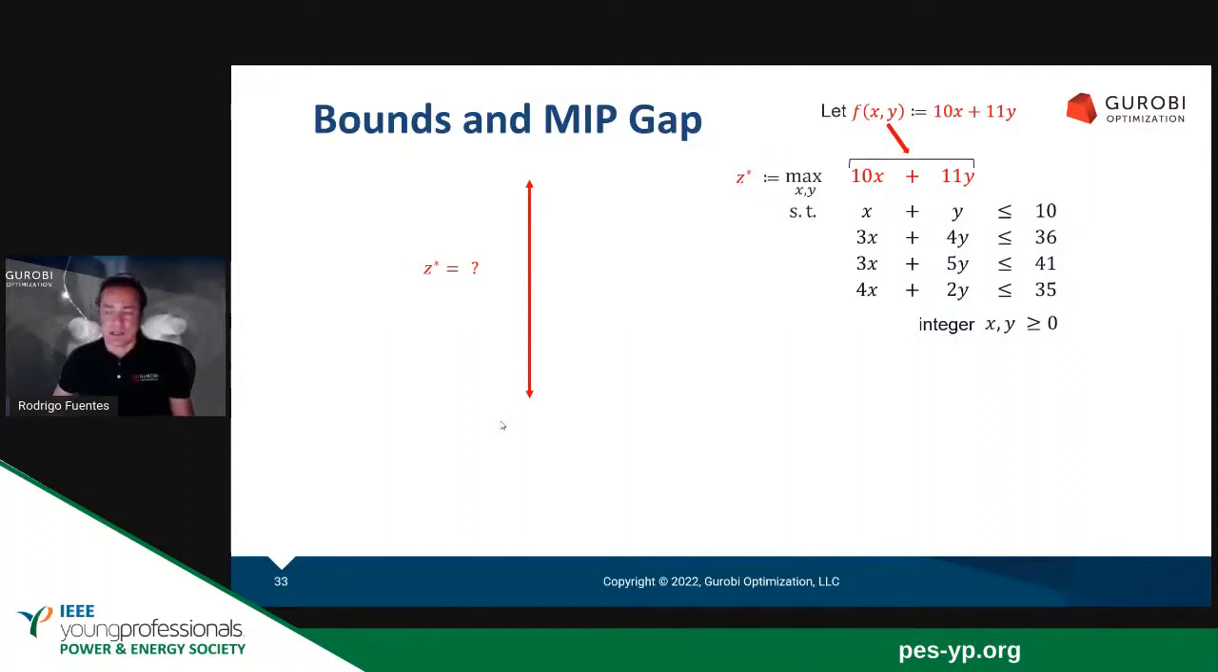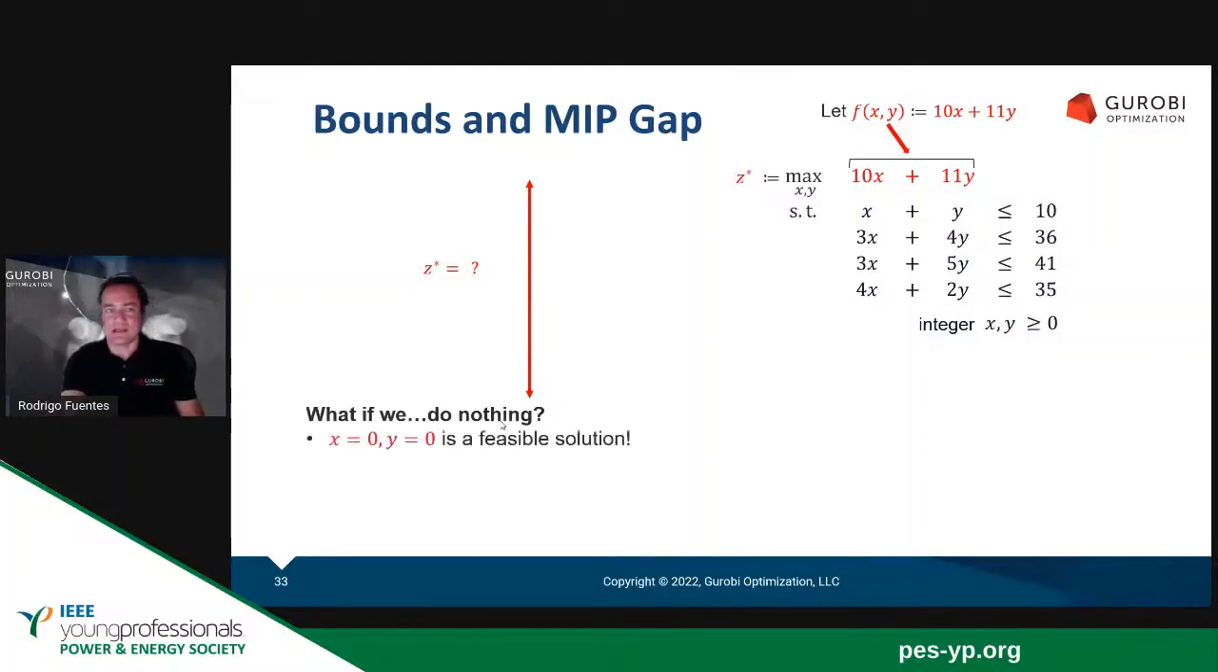It is feasible because if you take x equal y equal to 0, and you plug that in any of the constraints, it will satisfy that. 0 is less than 10, 36, 41, and 35, and 0 is integer. However, if you plug x equal to 0 and y equal to 0 into the objective, the value is 0, right?